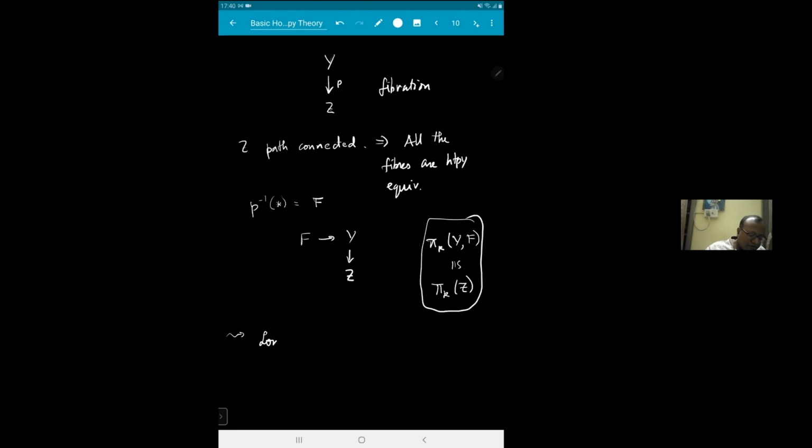Long exact sequence: pi_k F to pi_k Y to pi_k Z, and then that goes to pi_{k-1} F. So fibrations give you long exact sequences on homotopy groups. That's another nice property of fibrations.